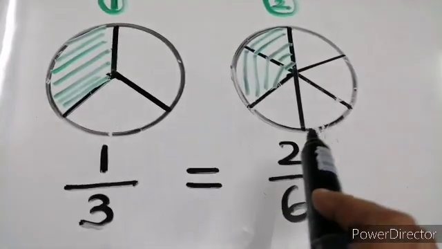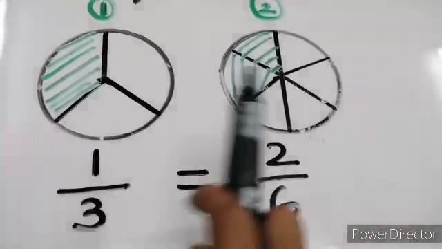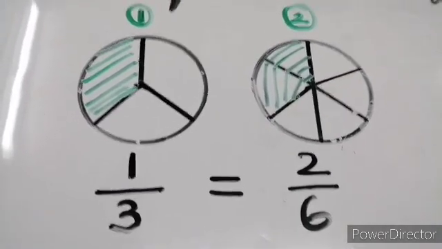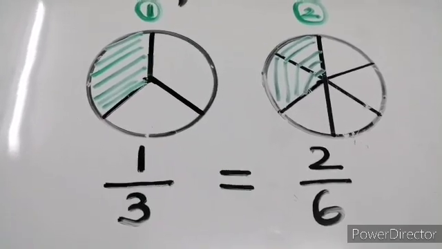The numerators are different. The denominators are also different, but the values are the same. They both come from the same whole and are of equal value. That's why they are called equivalent fractions.